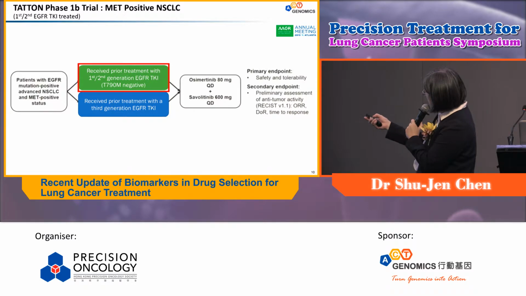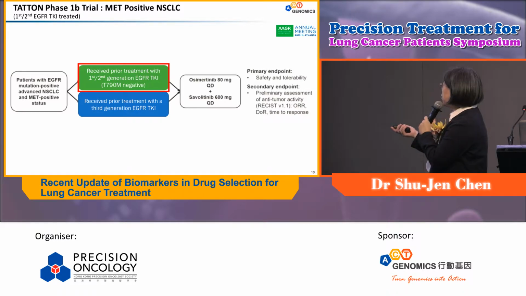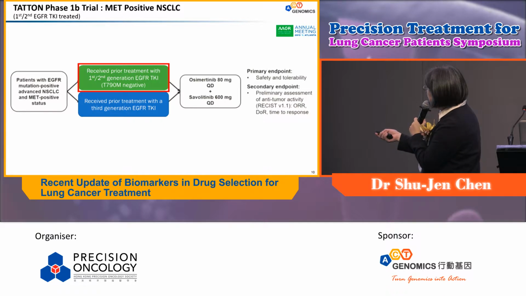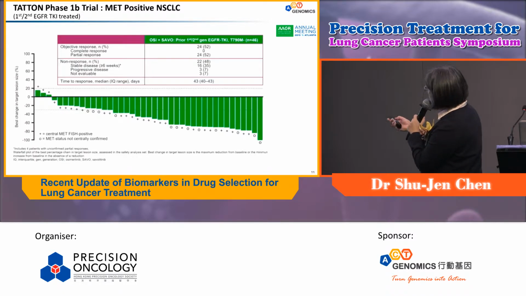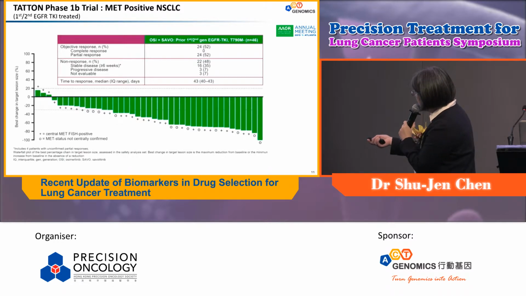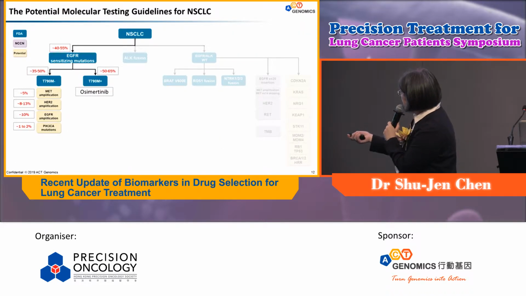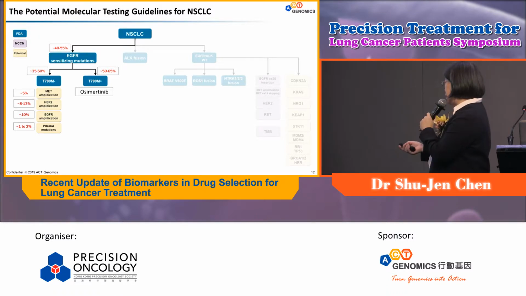But for the patient that harbors MET amplification, and originally received first generation and second generation TKI, and is T790M negative, then based on this clinical trial study, third generation TKI plus MET inhibitor seems to be a very good selection. You can see that the patients actually show pretty good response. So here, we can see that, for example, this group of patients, you can add the MET inhibitor.